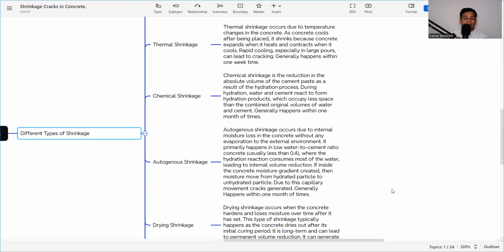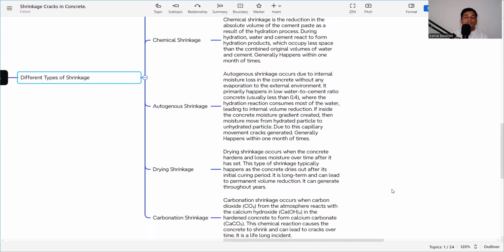So within one month, two months, three months, whatever chemical shrinkage is created inside the concrete happens. Now after chemical, comes autogenous. Although chemical shrinkage and autogenous shrinkage are nearly the same, or happen at the same time, autogenous shrinkage occurs due to internal moisture loss in the concrete without any evaporation to the external environment. Now, you need to understand this very carefully.